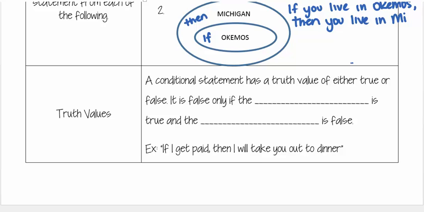So truth values is the next thing that's up. A conditional statement has a truth value of either true or false. Some of the questions we're going to get to, it's going to ask you, is this true or false? It is false only if the hypothesis is true and the conclusion is false. So if I get paid, then I will take you out to dinner. This is only true if I get paid. If I don't get paid, then I don't have to take you out to dinner. So there's our truth value.